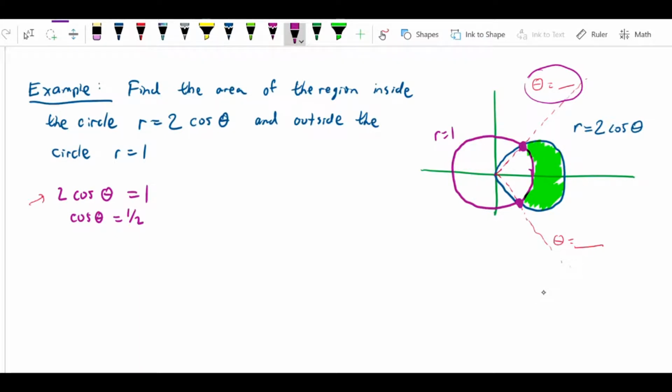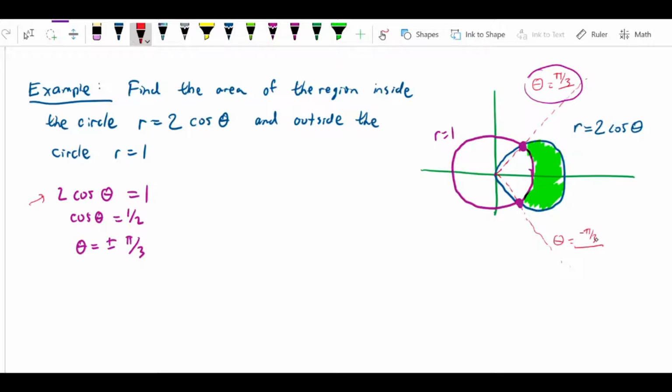So I'm setting these two curves equal to each other. I've gotten to the point of cosine theta equals 1/2. We can see that cosine theta is going to equal 1/2 when theta is equal to plus or minus pi over 3. You should know enough about the unit circle to know that that's true. So okay, so those are the points of intersection. So what we can see is that I have theta is pi over 3 here and negative pi over 3 here. So there are the bounds of integration.